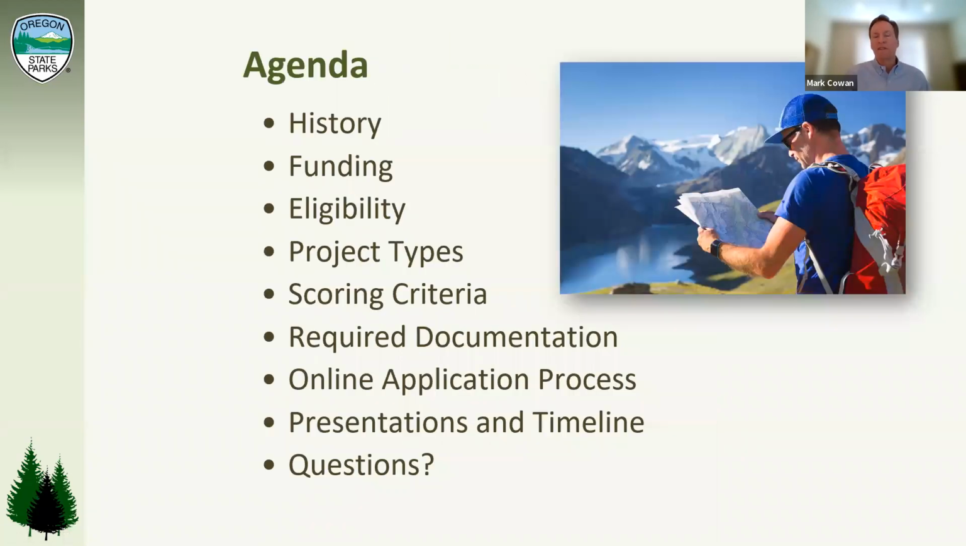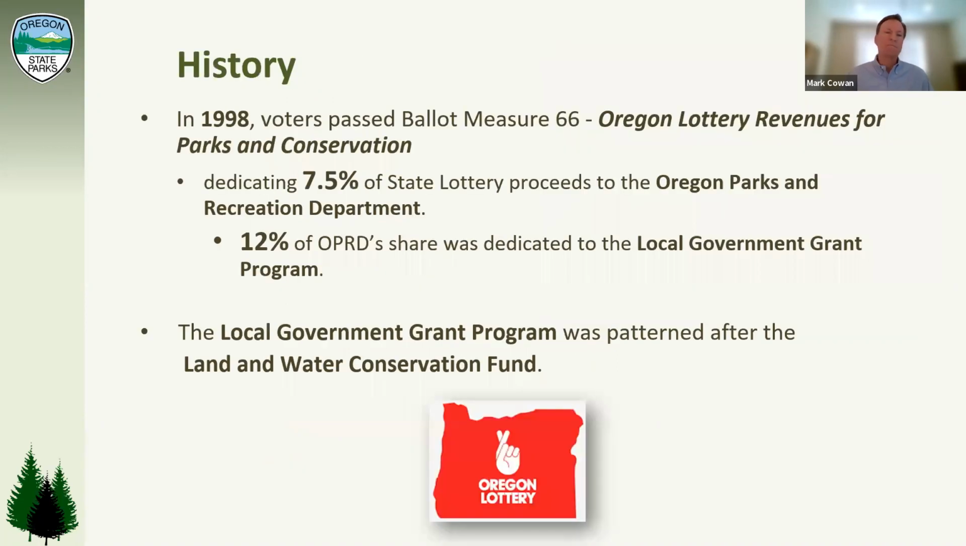Today, we're going to cover a brief history of the local government grant program itself, where the funding comes from, who is eligible to apply, the types of projects that we can deal with, and we'll touch on the scoring criteria and the collection of documents that are required for the application. We'll discuss the online application process itself, the presentations and the timeline, and of course, we'll answer your questions the best that we can.